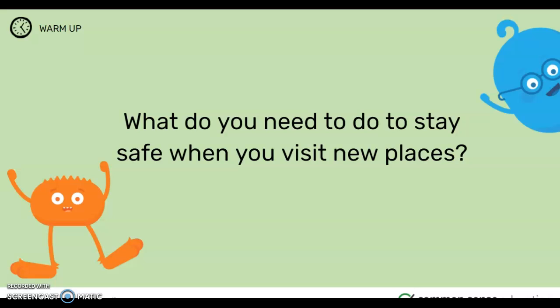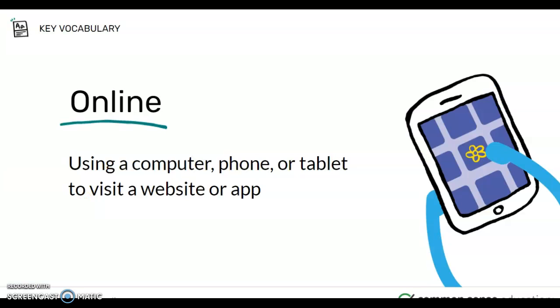When we begin the lesson, we're going to say, today we're going to talk about how visiting places on the internet is a lot like visiting places in real life. Just like there are rules to keep safe when you visit new places in the world, there are always ways to keep yourself safe online. Then we're going to go over the definition of online. Online is using a computer, phone, or tablet to visit a website or app.